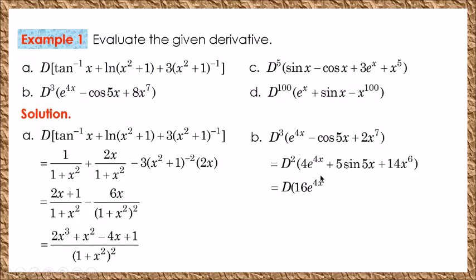For the second derivative, we have 16 e to the 4x plus 25 cosine 5x plus 84x to the 5th. Then for the third derivative, we have 64 e to the 4x minus 125 sine 5x plus 420x to the 4th. So this is the third derivative of e to the 4x minus cosine 5x plus 2x to the 7.